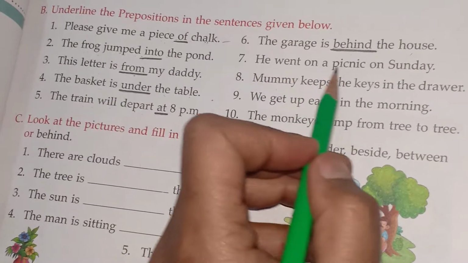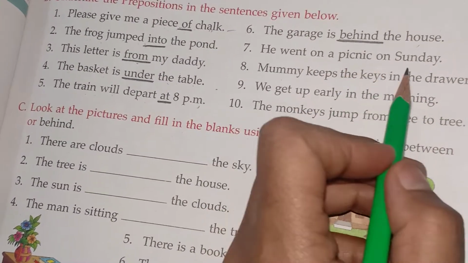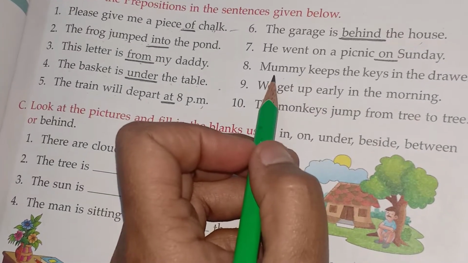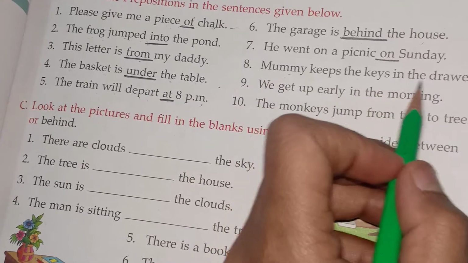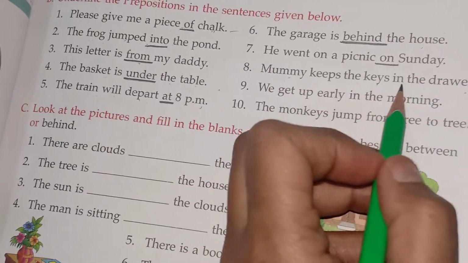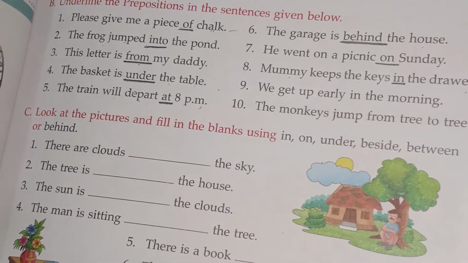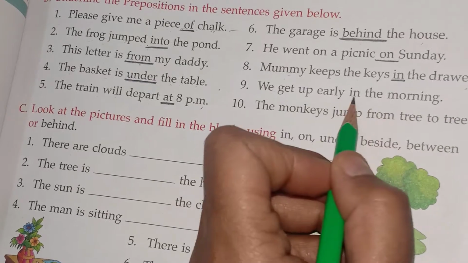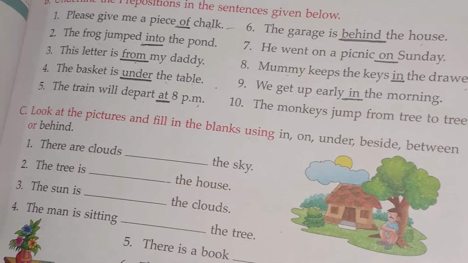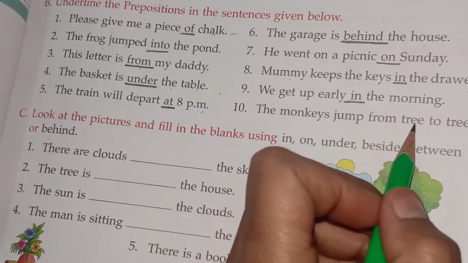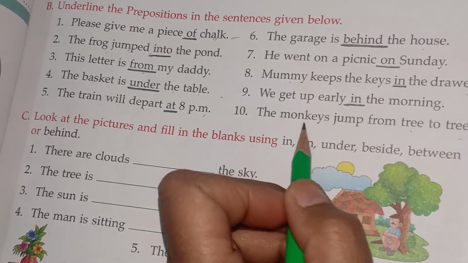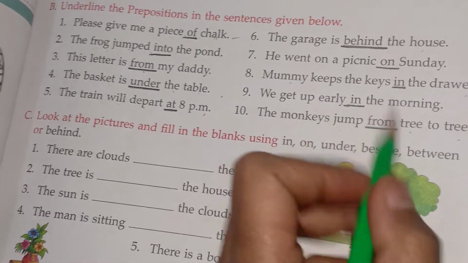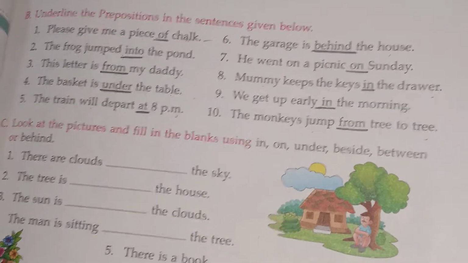Now seventh sentence, he went on a picnic on Sunday. Picnic पे कब गए? Sunday को. So on is our preposition. Now eighth sentence, Mummy keeps the keys in the drawer. Where does Mummy keep the keys? In the drawer. Drawer के अंदर. So in is our preposition. We get up early in the morning. Now हम उठते कब हैं? Early in the morning. So our preposition is in. Then the tenth sentence, the monkeys jump from tree to tree. एक ट्री से दूसरे ट्री कौन जंप करते हैं? Monkeys. So our preposition is from. एक ट्री से दूसरे ट्री. So we will underline all these 10 words in these 10 sentences as prepositions.